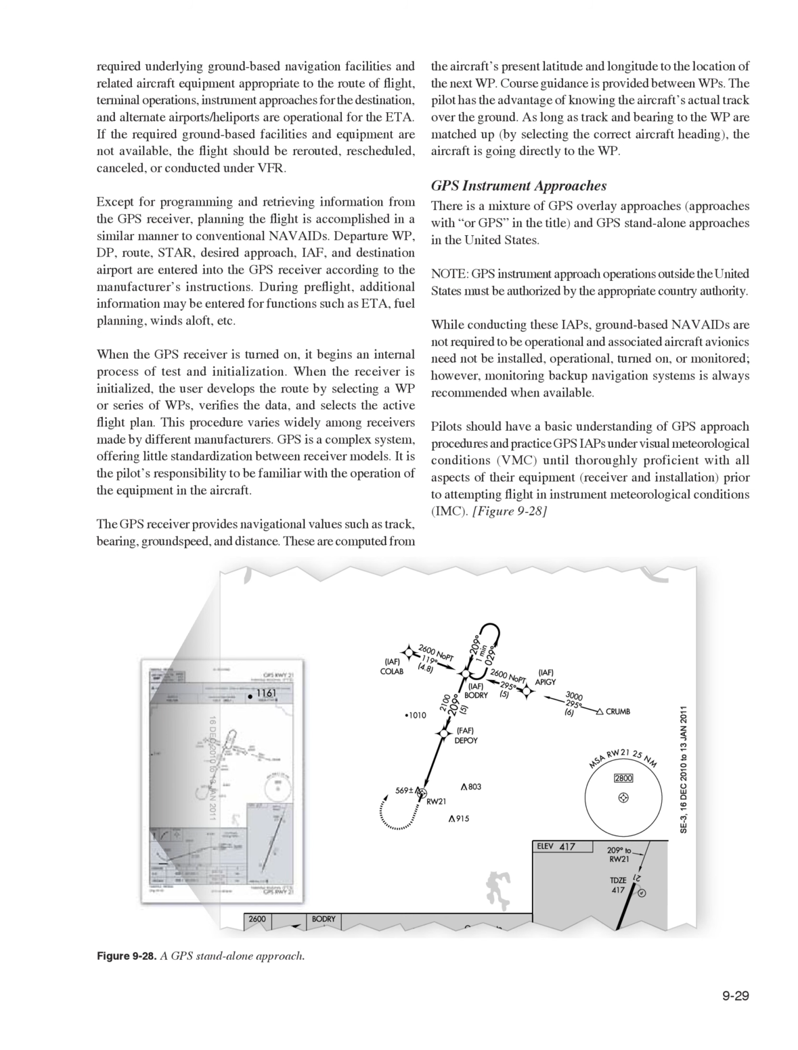The GPS receiver provides navigational values such as track, bearing, ground speed, and distance. These are computed from Figure 928, a GPS standalone approach, the aircraft's present latitude and longitude to the location of the next WP. Course guidance is provided between WPs.